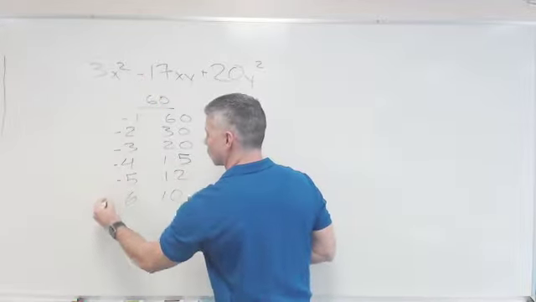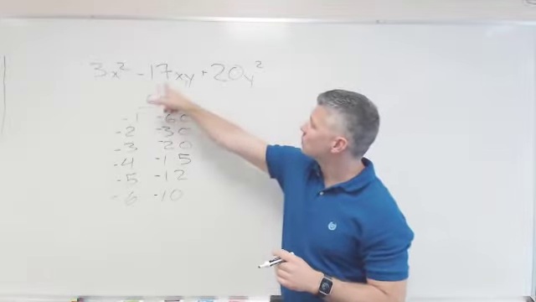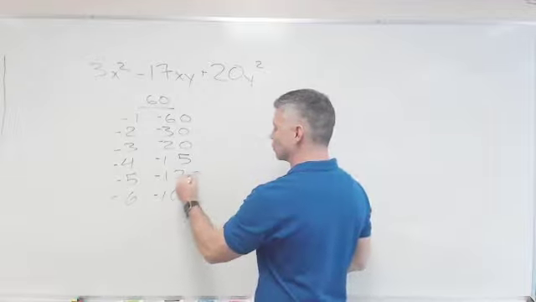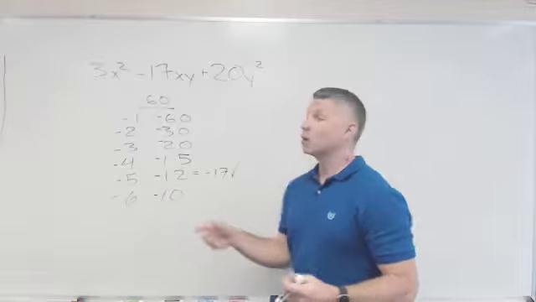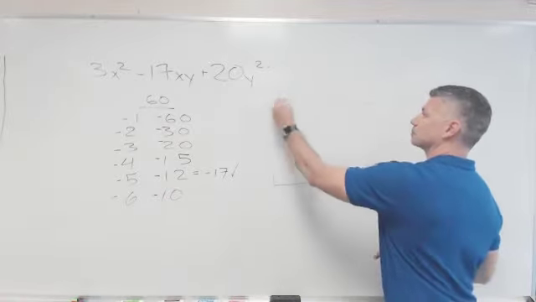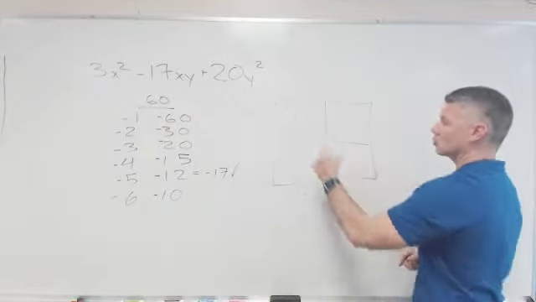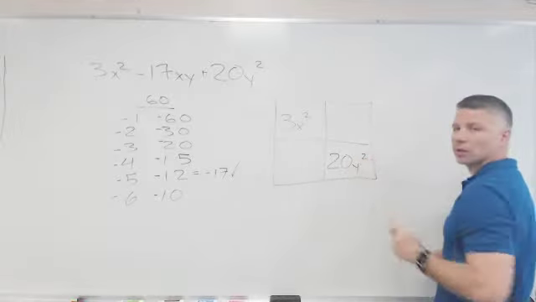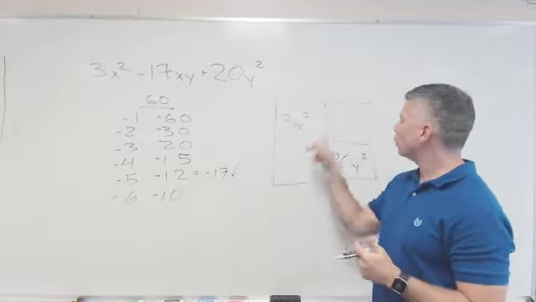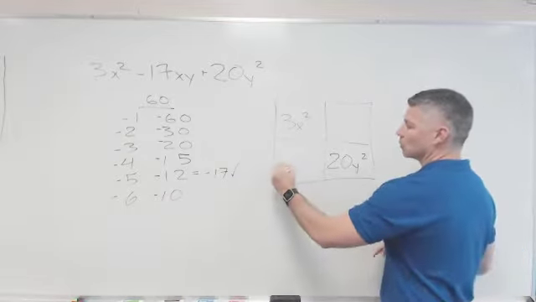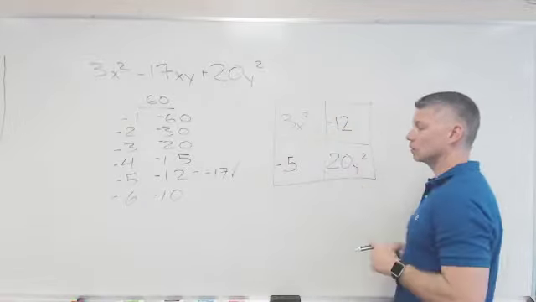Both columns are negative. And you should already be getting to the point where, since we know that the row needs to add to a negative 17, maybe you just skip right down to it and say it's going to be negative 5, negative 12. Let's fill in our window. 3x squared in the top left, 20y squared in the bottom right. My negative 5 and my negative 12 can go in either spot. You have a choice. For this one, I'll put negative 5 here and negative 12 up here.